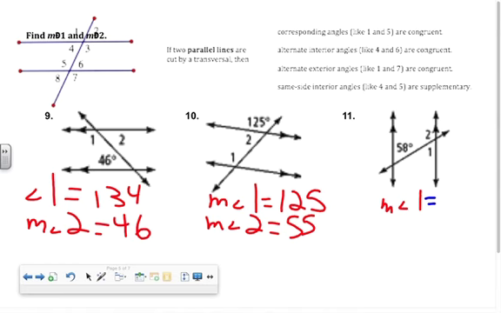So angle 1 and the 58-degree angle. What kind of angles are they? If it helps, sometimes turning the paper, turning the diagram helps. Not turning it over, turning it. What are they? They are alternate interior angles, and we know that alternate interior angles are congruent. So angle 1 is 58.